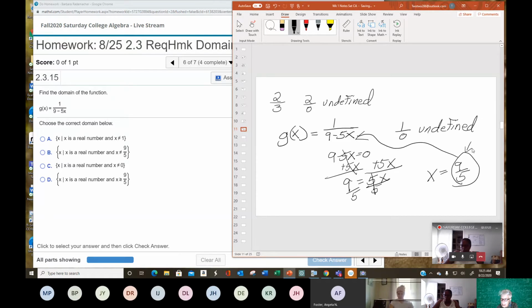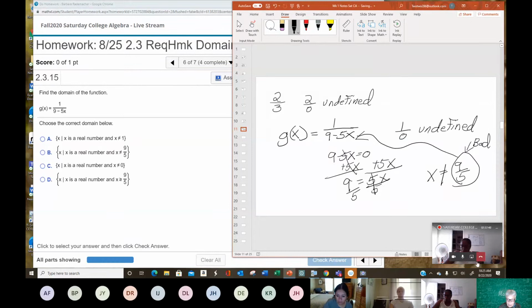So this is bad. And we cannot allow x to equal 9/5. So I put that symbol in there, which means cannot equal. X can equal any number in the universe as long as it's real, but not 9/5.